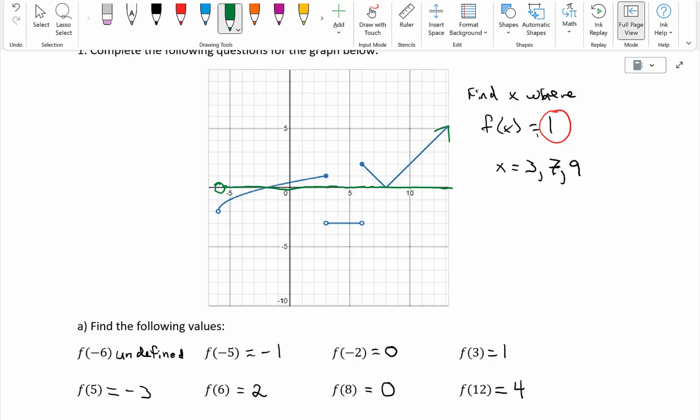So our domain, I'll write it up here, we can copy it down there, but just so we can see the graph. We've got a parenthesis because we don't include the negative 6. We've got the open circle there, and then we're going off towards infinity. For the range, we're looking for the y values we can touch. We have values down here at negative 3.